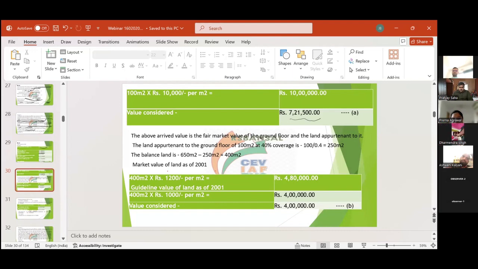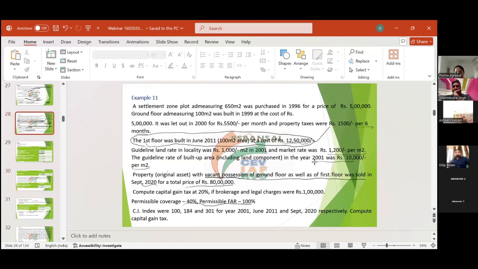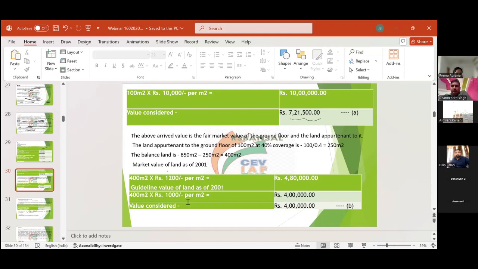Now what will be the value of the land part? So you know what is given to you here. Permissible coverage is 40%. So the land part, the above value is the arrived fair market value of the ground floor and the land part attached to it. The land appurtenant to the ground floor, 100 square meter at 40% coverage, will be 250 square meter.